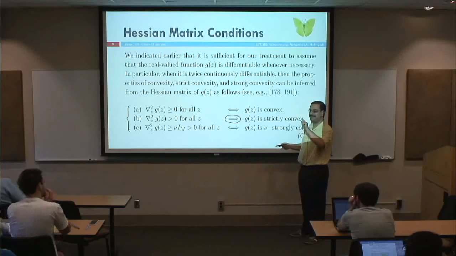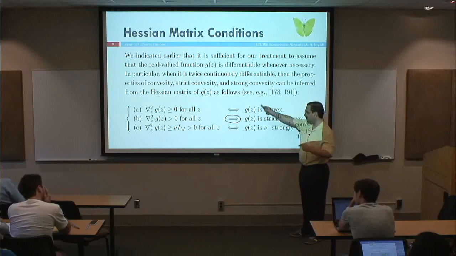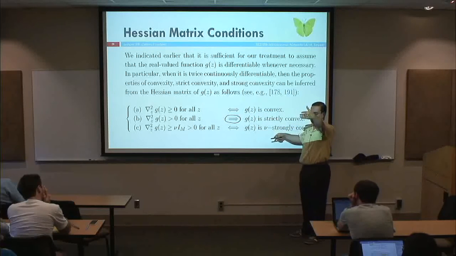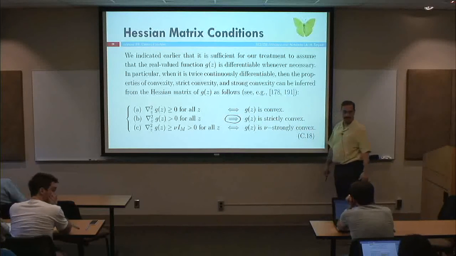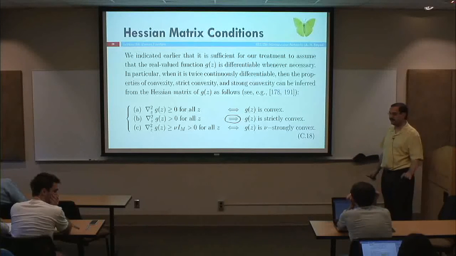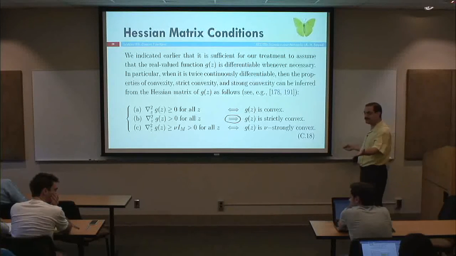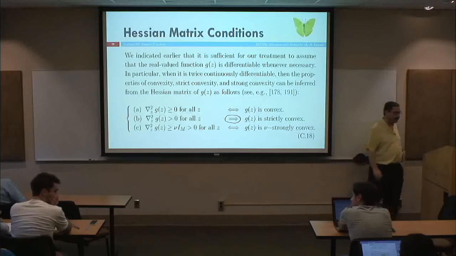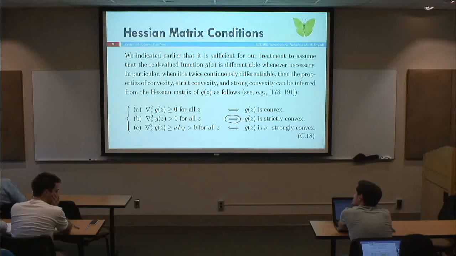So how do I prove that z to the 4 is strictly convex? You cannot use this. You have to go back to the definition. Okay? The definition is necessary and sufficient. Yeah, of course. That's the definition, right? The definition is necessary and sufficient because it is the definition. Okay, so let's move on.